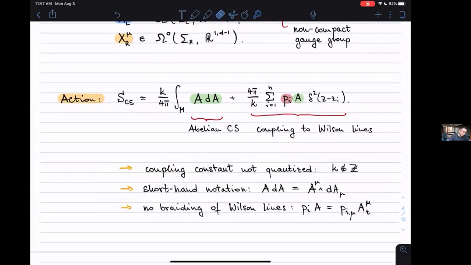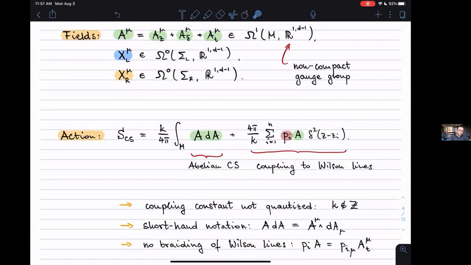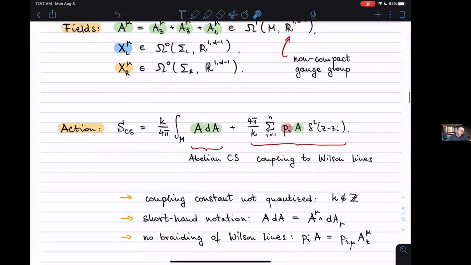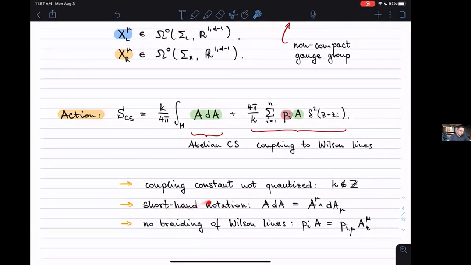So let me give you some quick comments about this action. First of all, the coupling constant is not quantized. This K up front is not quantized as a consequence of the fact that our gauge group was just some copies of R, which is an abelian non-compact group. So K does not have to be an integer. Then in this action and in what I'm going to say later on, I'm using shorthand notation in which, for example, here I omit all the obvious contractions of the Lorentz indices as well as all the obvious edges. We will just clean up the notation a little bit. Okay.